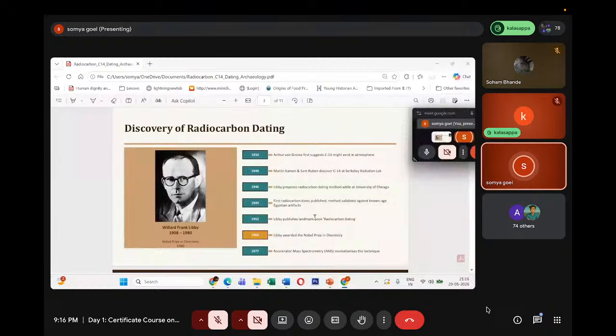Now, India was not far behind. In India, we had one of the earliest radiocarbon dating laboratories of Asia, of the entire continent, which was opened by the Tata Institute of Fundamental Research. The lab was first in Bombay. However, it was later shifted to Ahmedabad, and it is now known as the Physical Research Laboratory, PRL.